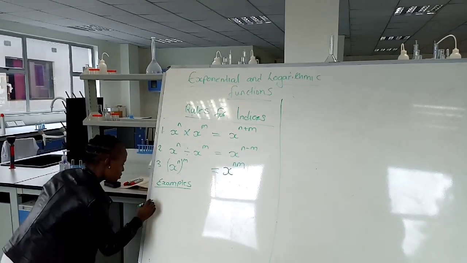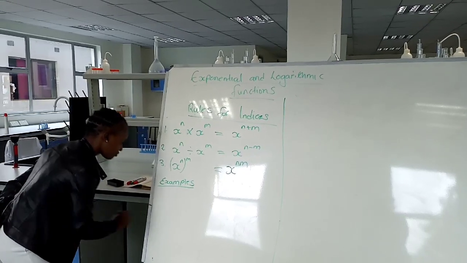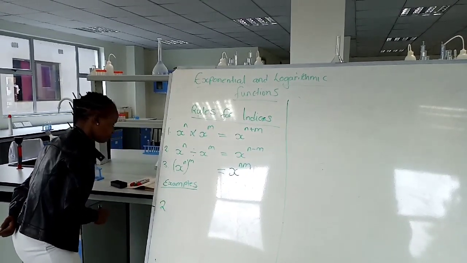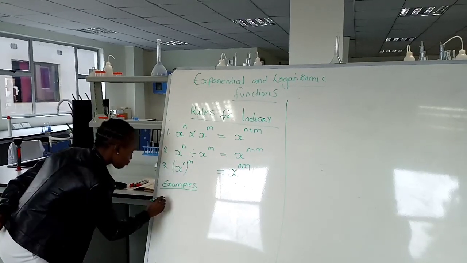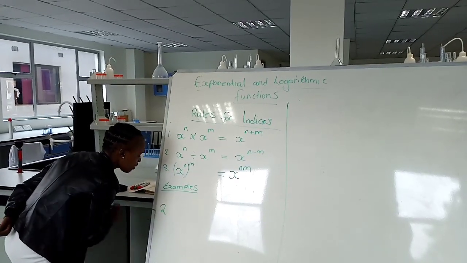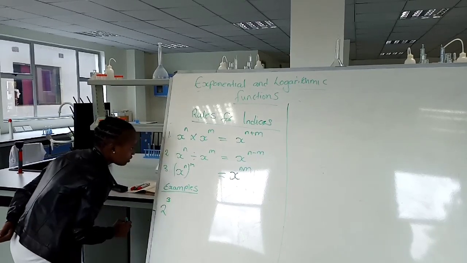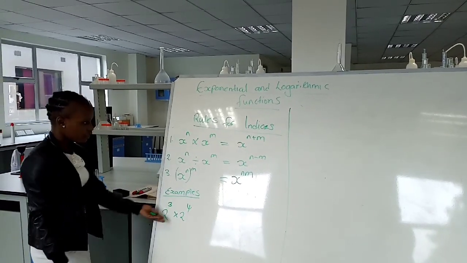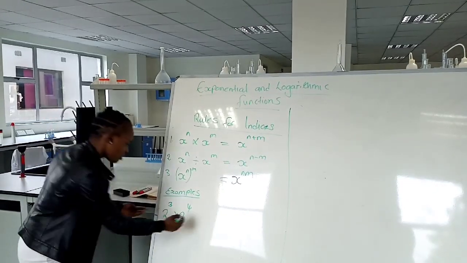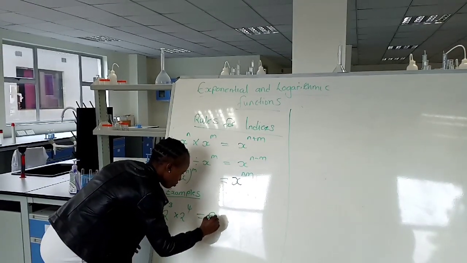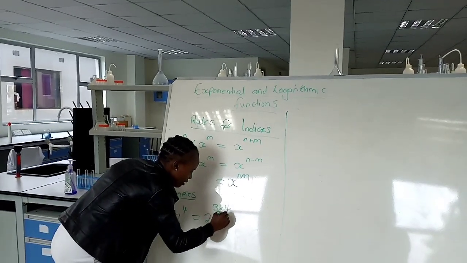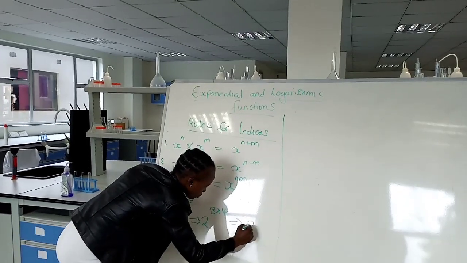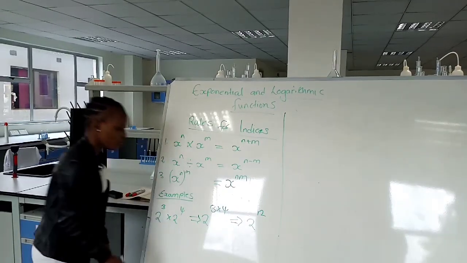So the first one we have, if we have 2 raised to the power 3 multiplied by 2 raised to the power 4. This is going to be easy for us, right? So this is just going to be 3 plus 4, which is 2 raised to the power 7.